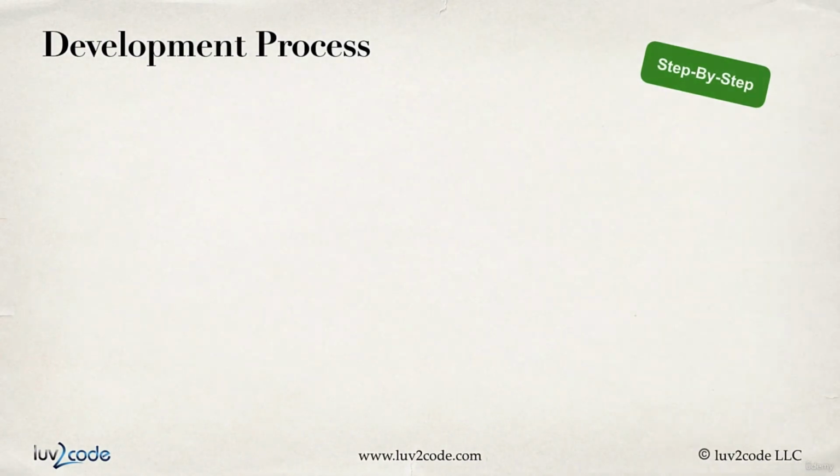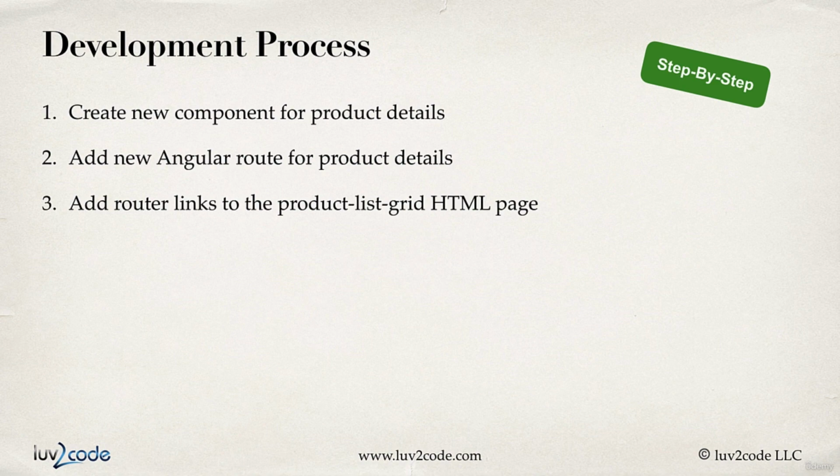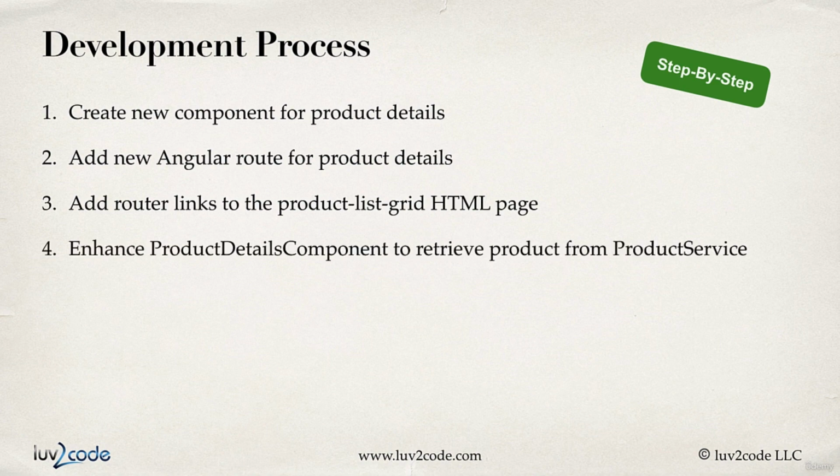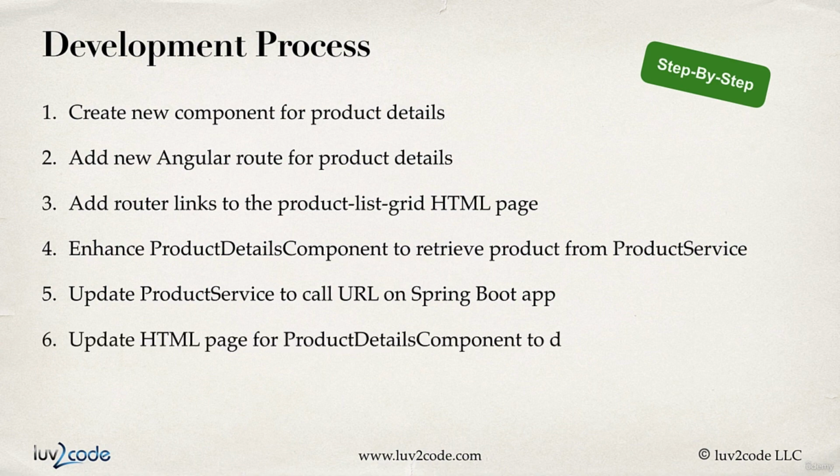Alrighty, so here's our development process. The first thing we'll do is create a new component for product details. Then we'll add a new Angular route for product details. Next, we'll add router link to the product list grid HTML page. And then we'll enhance the product details component to retrieve the product from the product service. Then we'll update the product service to call the URL on the Spring Boot app. And then finally, we'll update the HTML page for the product details component to display those product details.